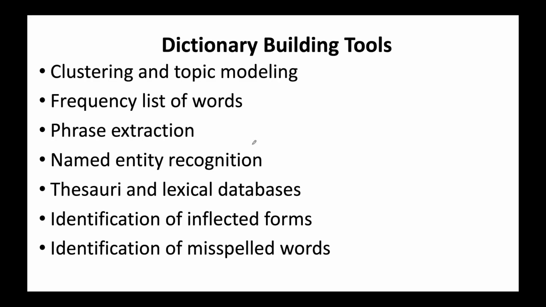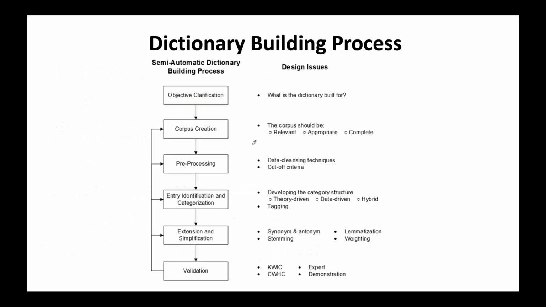QDA Miner and WordStat have a number of tools within them to build dictionaries. So you can do clustering and topic modeling to help identify key concepts and words and phrases to use as you build your dictionaries, frequency lists, phrase extraction, named entity recognition. All of these can be used to build dictionaries. So it's not a super rigid approach to how you get to your dictionary. You can build small dictionaries for very, very specific concepts, or you could build large, unwieldy dictionaries as well.